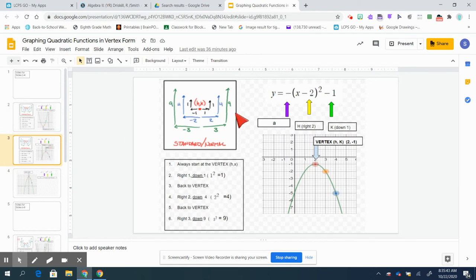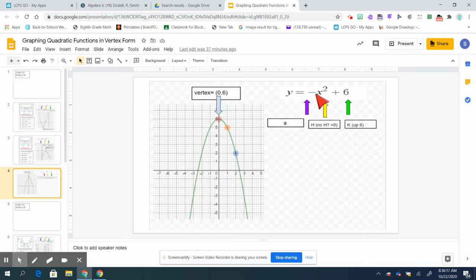Okay, the next one is if we have a standard or normal graph, but we have a negative A value. So this is a -1. We do the same thing, find our vertex, which will be a +2, -1, right 2, down 1. And then instead of going up, we're going to go right and down. So the first one is right 1, down 1, back to the vertex, right 2, down 4, and so on.